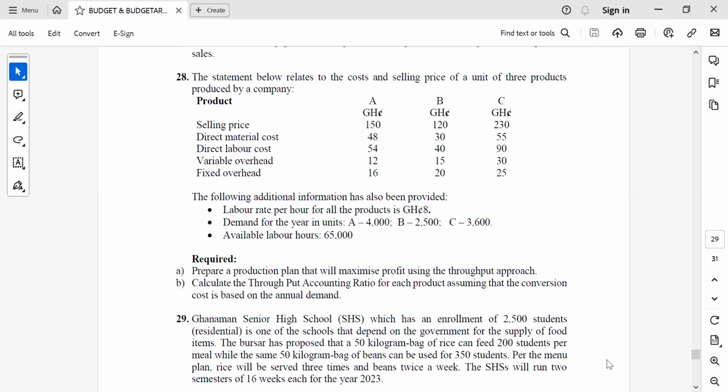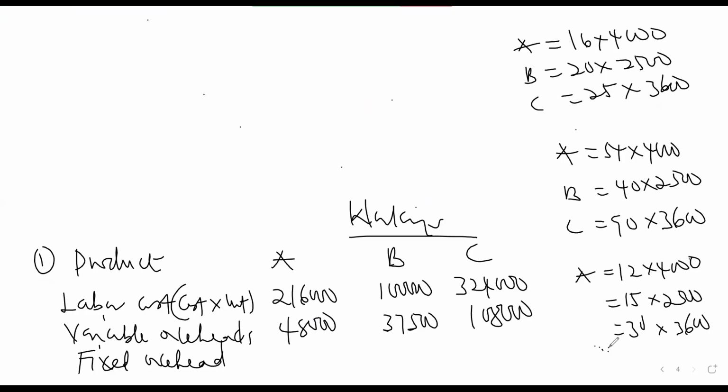So what are we getting for the first one? 16 multiplied by 4,000. 64,000. Okay. 50,000. And the last one is what? 90,000. So let's now total.